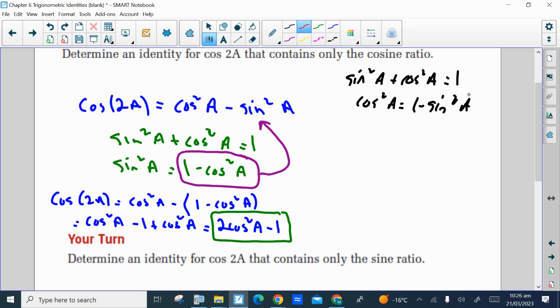And you can take what cos squared a equals, and again, you will use this variation of the Pythagorean identity as well. Not only the original one, sine squared a equals 1 minus cos squared a, but also cos squared a equals 1 minus sine squared a. And you can take this and plug it up there for cos squared a to get another variation of cos 2a.